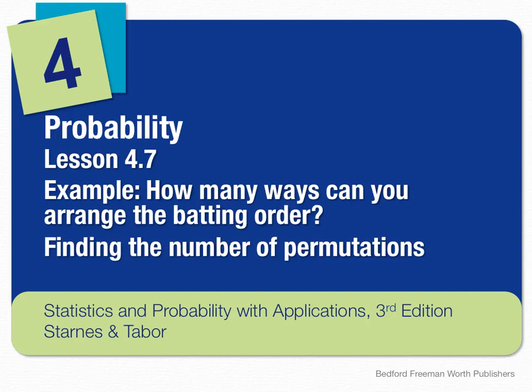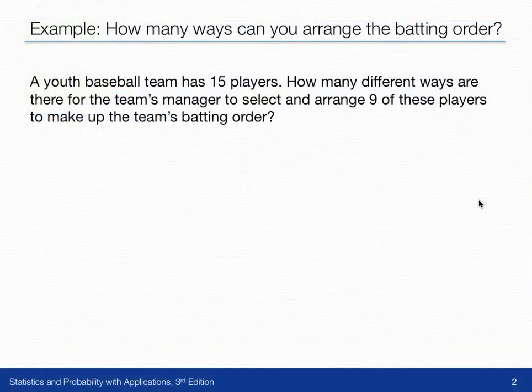In the lesson 4.7 example, how many ways can you arrange the batting order? We're going to find the number of permutations for a group. A youth baseball team has 15 players. We want to select and arrange 9 of those players to make up the team's batting order. The other 6 are going to be on the bench this game.